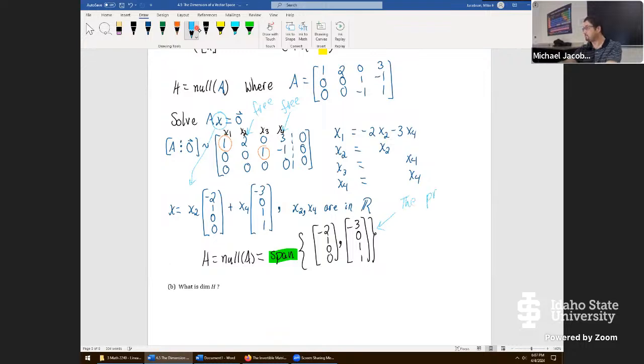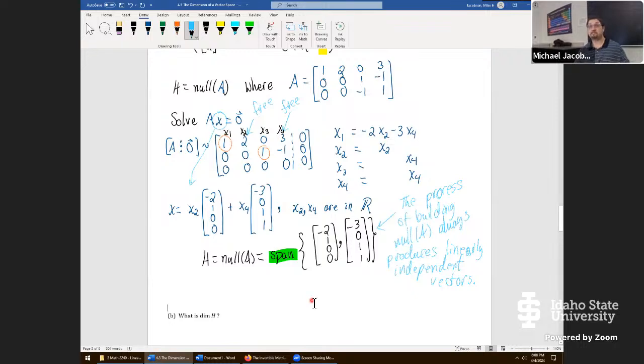The process of building null A always produces linearly independent vectors. It's a long statement once you go to write it down, but it's an important statement, so it's worth taking that time. Well, any questions, folks, to this stage?